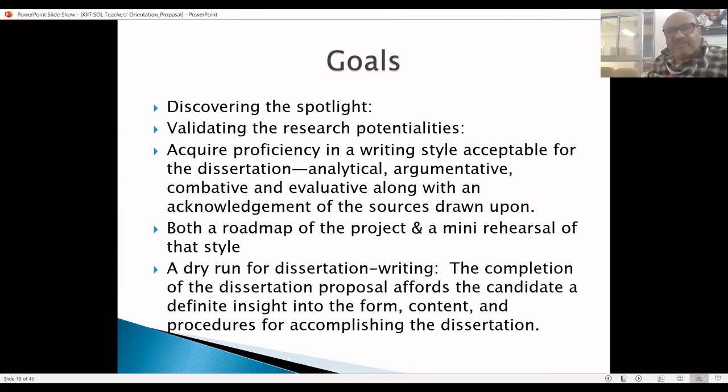So these skills, writing skill, analytical skill, argumentative skill, combative skill, evaluative skill, all these skills the students demonstrate in their writing of the proposal. And these are the skills they will be needing in a plentiful way while writing the dissertation. And a proposal is also a dry run for dissertation writing.